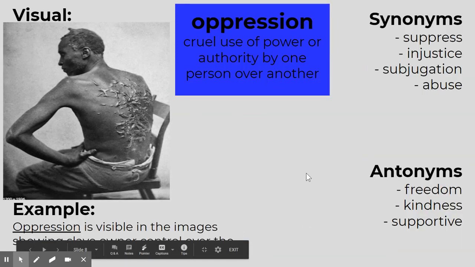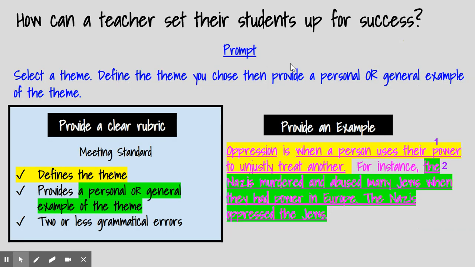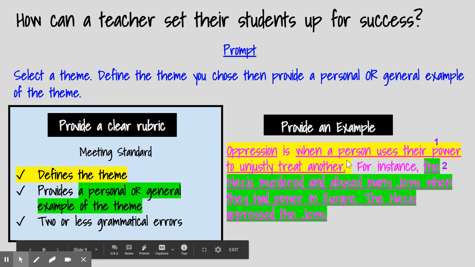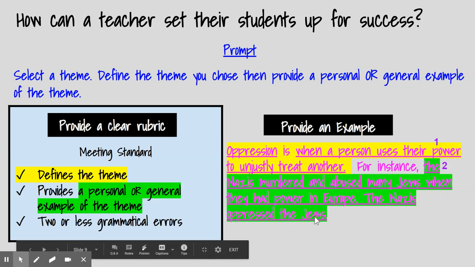I want to give you one more example to help deepen your understanding. Let's take a look at oppression. Same prompt, same rubric. Here's an example. Oppression is when a person uses their power to unjustly treat another. For instance, the Nazis murdered and abused many Jews when they had power in Europe. The Nazis oppressed the Jews.